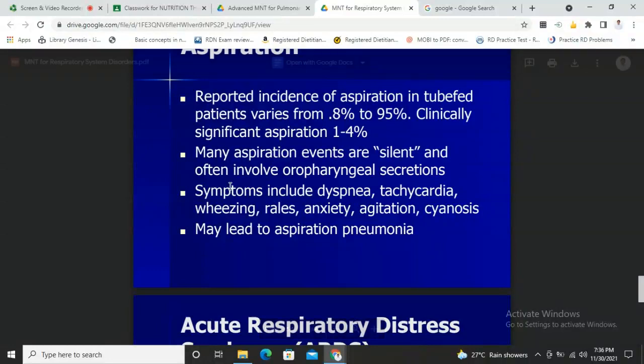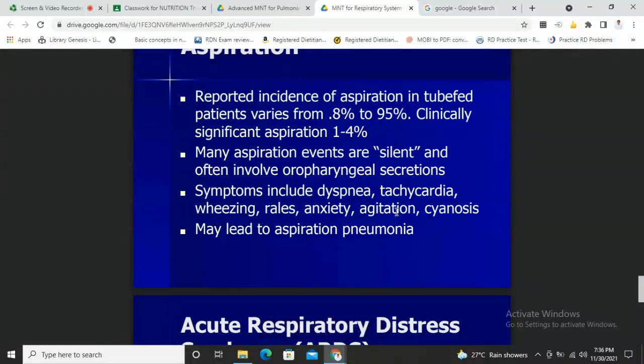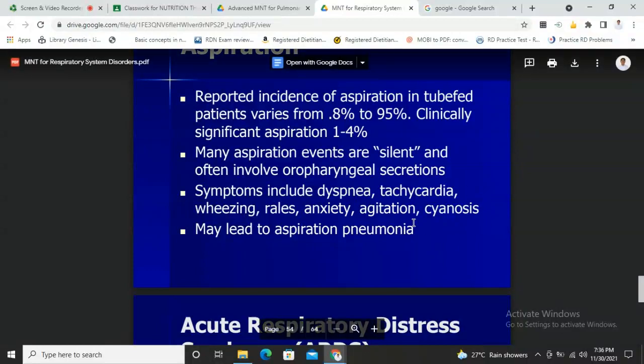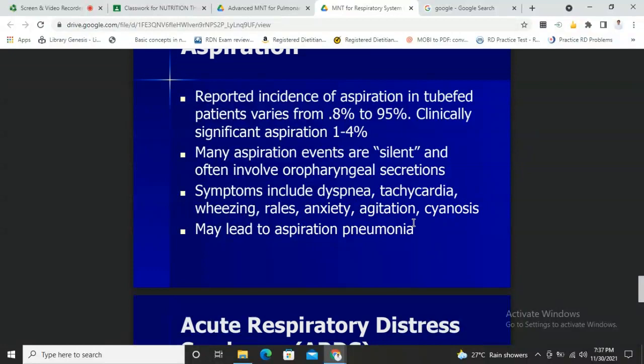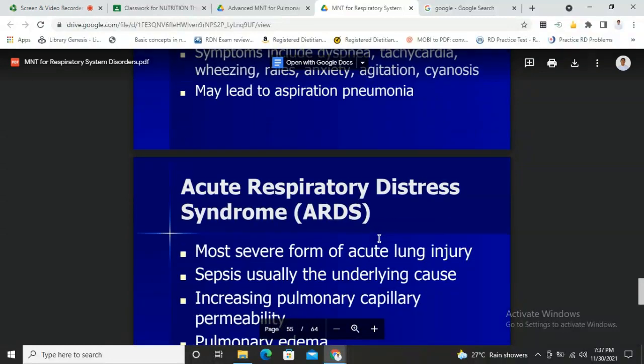Symptoms include dyspnea, tachycardia, wheezing, rales, anxiety, agitation, or cyanosis. Kaning cyanosis is kana mag-blue bitaw ang appearance sa patient due to hypoxia, di ba? May lead to aspiration pneumonia.